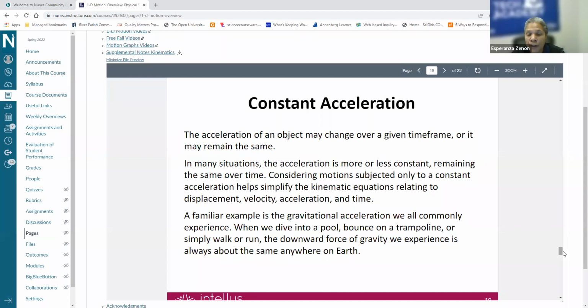During that free fall process, gravity, which produces the acceleration, is fairly constant. So anytime an object is free falling, it is being controlled by gravity only, which causes the object to accelerate, and that acceleration is constant. Okay. All right.